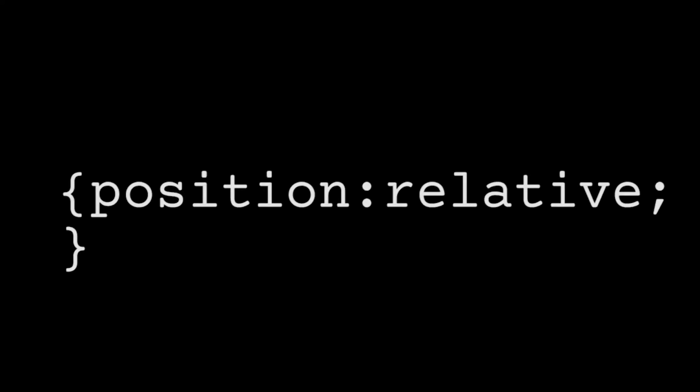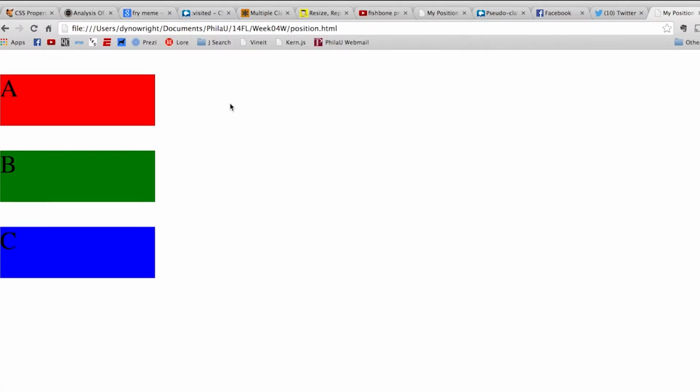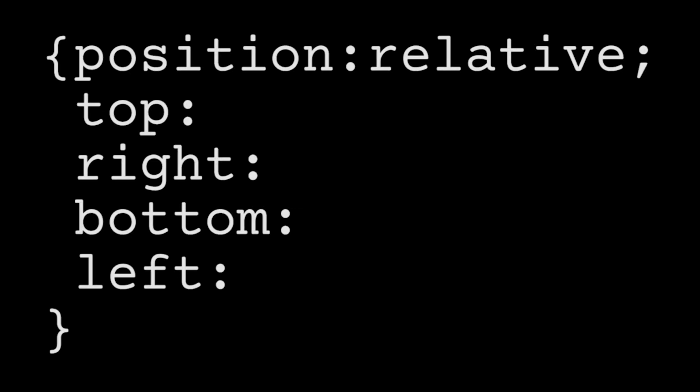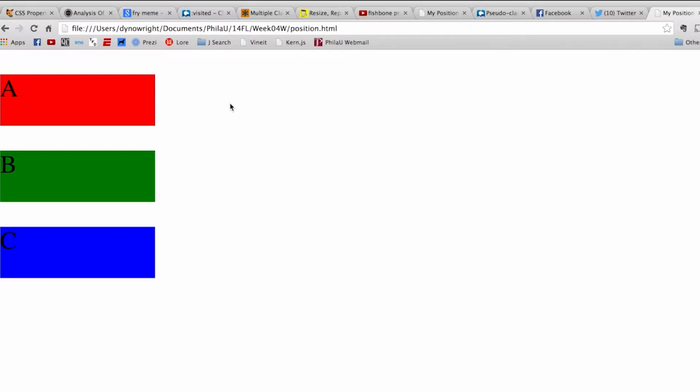Positioning. The CSS property position has 5 major values. Static, which is the default. Relative, which moves an element in relation to its original position. Surrounding elements stay in their normal positions as they would normally flow. We can specify how the relatively positioned element moves using top, right, bottom, and left.